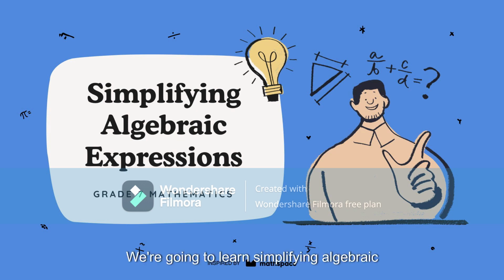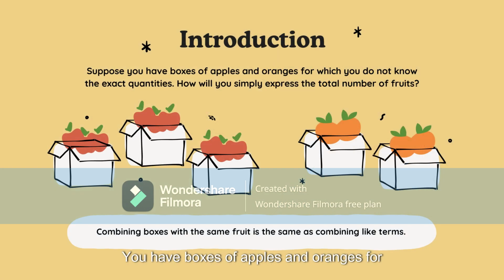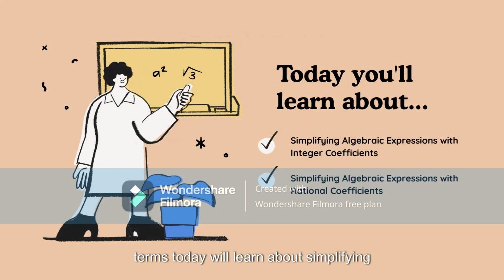Today we're going to learn simplifying algebraic expressions. Suppose you have boxes of apples and oranges for which you do not know the exact quantities. How will you simply express the total number of fruits? Combining boxes with the same fruit is the same as combining like terms. Today, you'll learn about simplifying algebraic expressions with integer coefficients and simplifying algebraic expressions with rational coefficients.